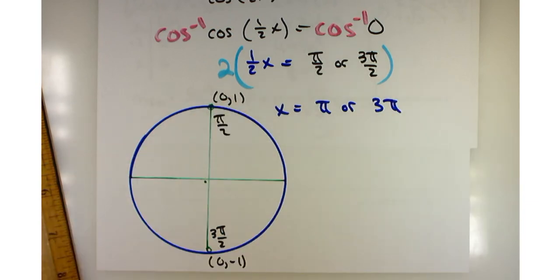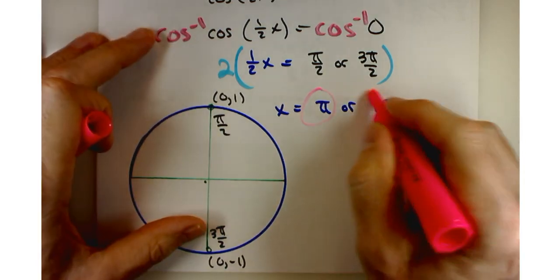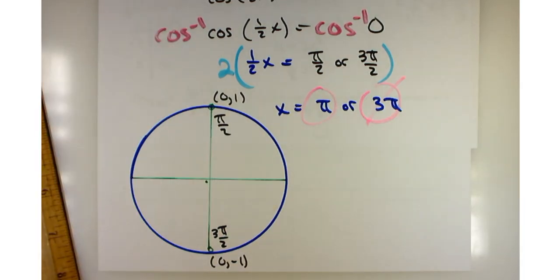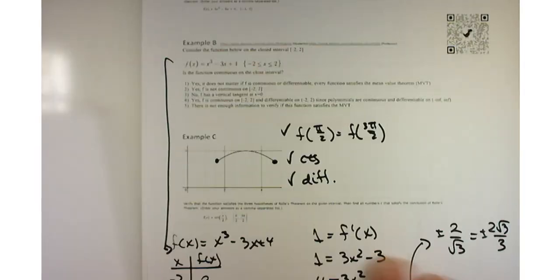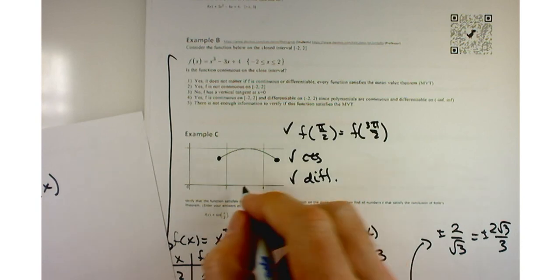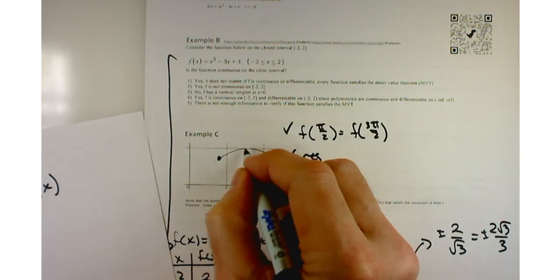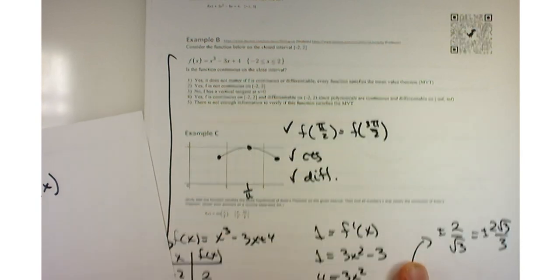How come I can ignore 3 pi? Yeah, it's not in our interval. So really the only answer that we get out of this is pi. I mean, not a big surprise. You can kind of look at the graph and just see that it looks like, oh yeah, x equals pi, that looks like about the spot where it's going to work. So right here, at pi, that's where you're going to have your horizontal tangent.